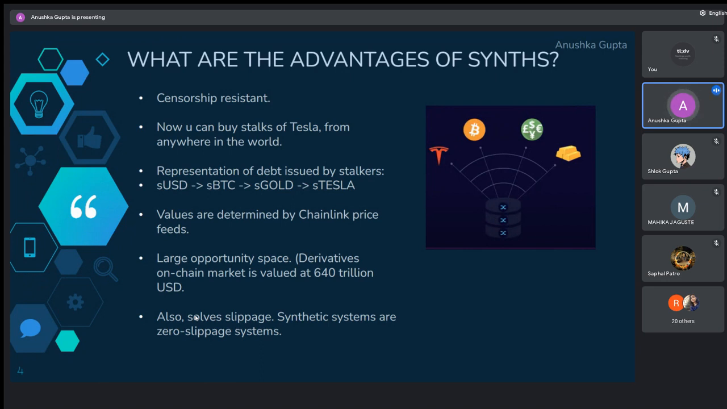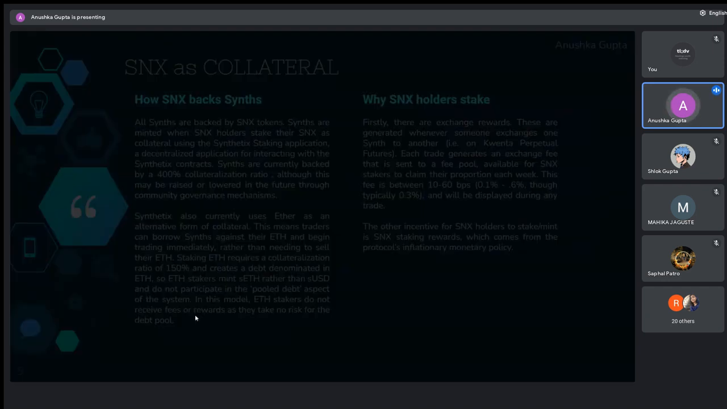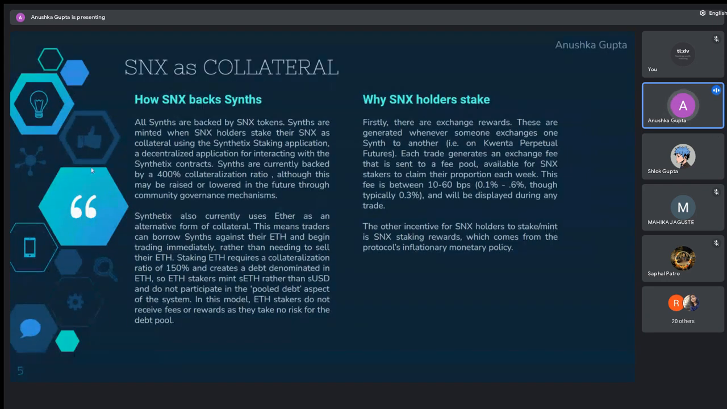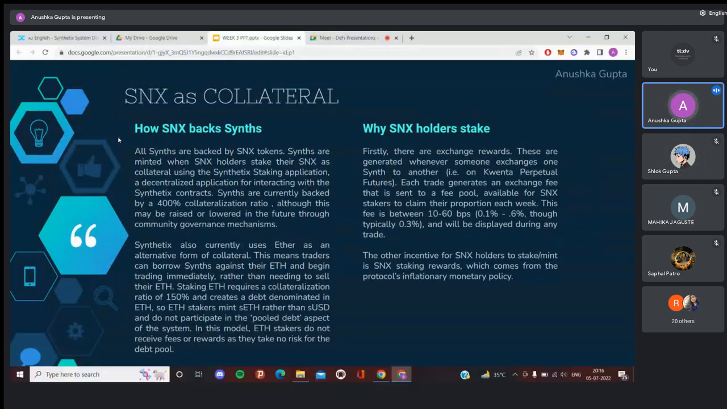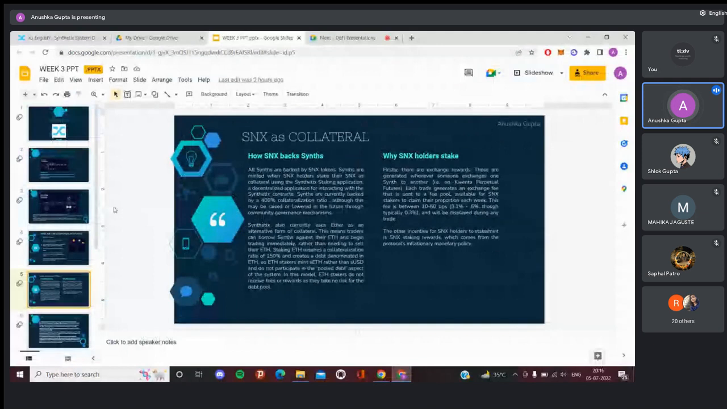This also solves for slippage, which I wasn't able to understand much how it prevents, but it was a point they emphasized a lot. And other than that, how is SNX collateralized? What you do is you stake 400 SNX, and in exchange you get only 100 sUSD.